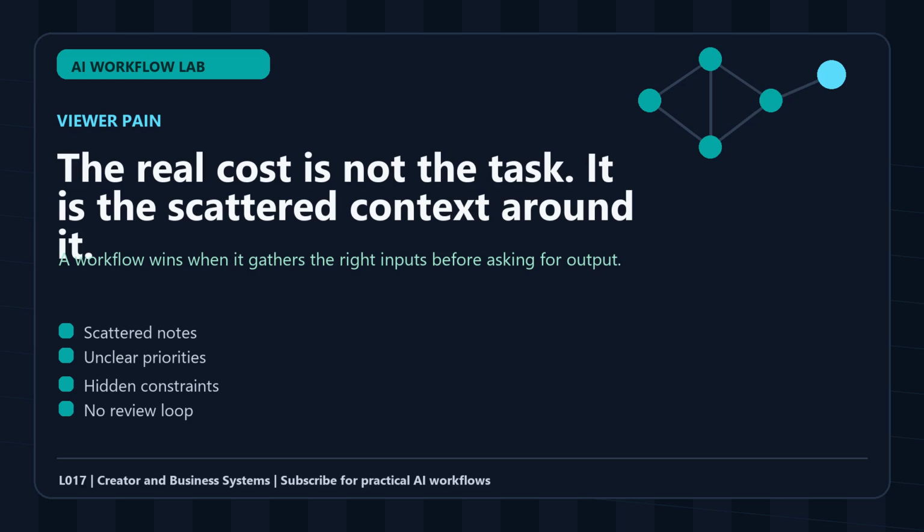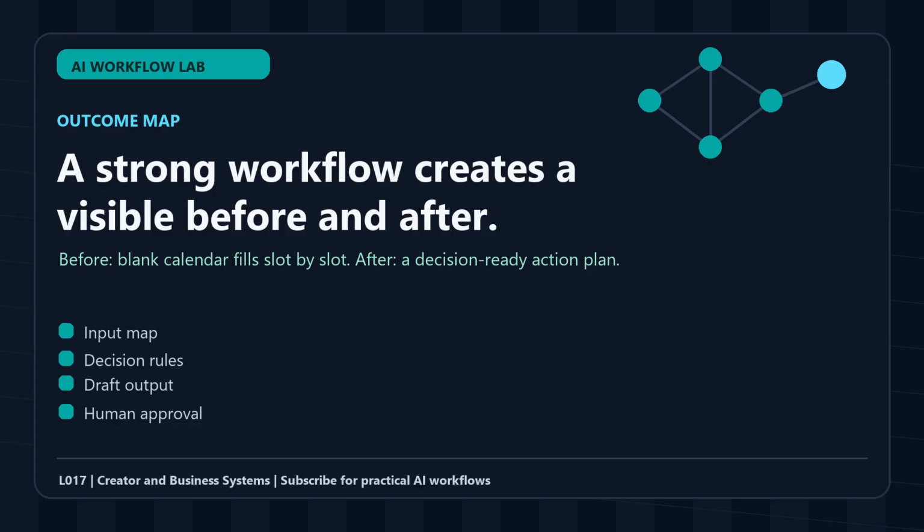Here is the before and after for this build. Before, the work looks like this: blank calendar fills slot by slot. After, we want a clean set of next actions, a short explanation for each action, and a simple way to know whether the output is safe to use.